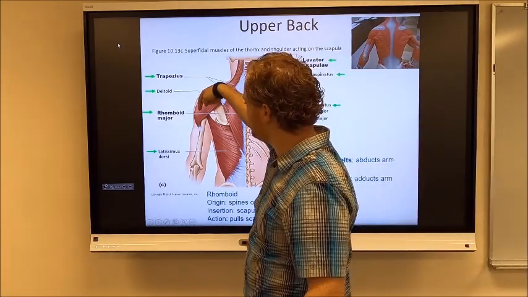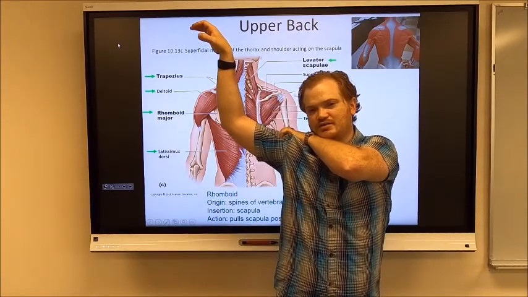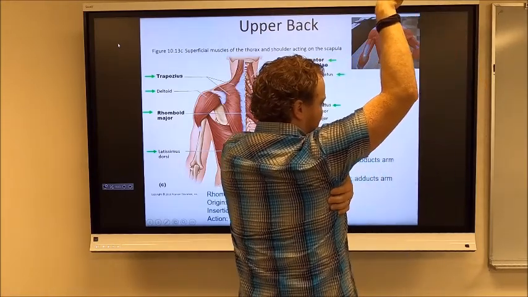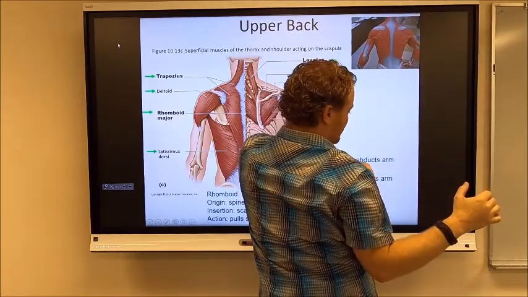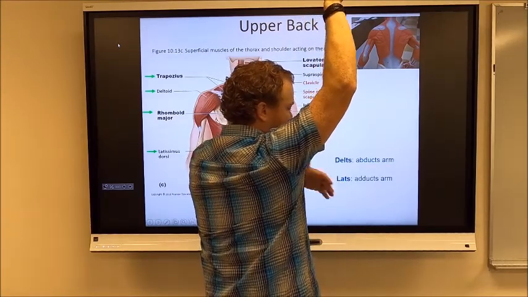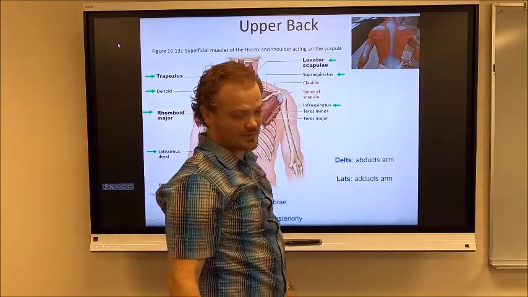You can see the deltoid here. If the deltoid flexes, it's going to pull the arm up like so. And then by comparison, your latissimus muscles are here, and if they contract, they pull the arm back down. Your deltoids abduct the arm, your latissimus muscles, like latissimus dorsi, pull the arm back down. That is adduction. So abduction versus adduction.